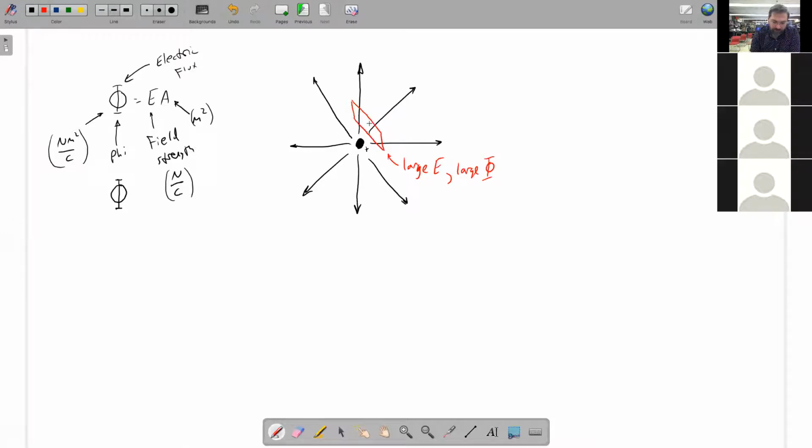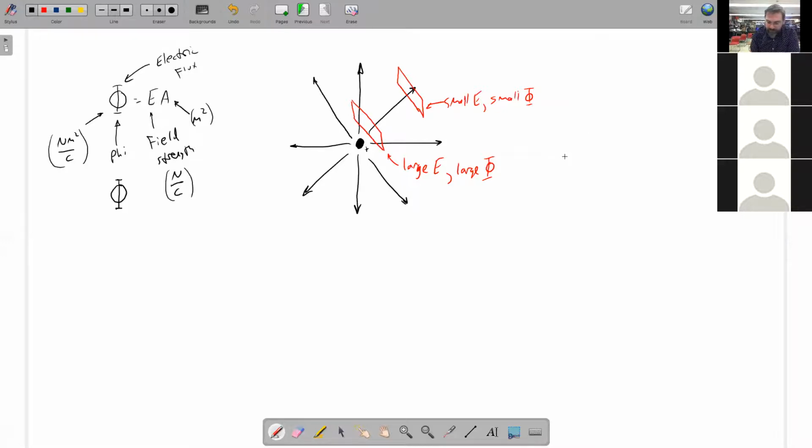When we consider that same area at a much greater distance, the same amount of area, there's only one field line that extends through it. And even if I were to move this area much closer down, we have a much smaller field strength for the same area. So we have a relatively small flux.